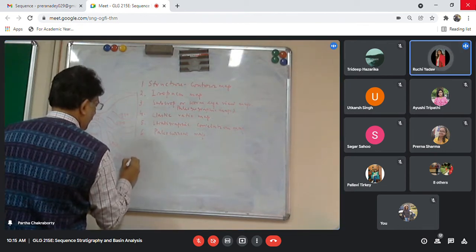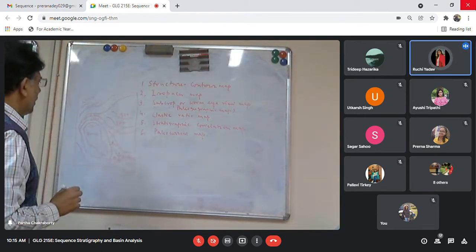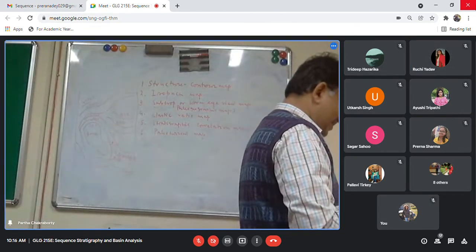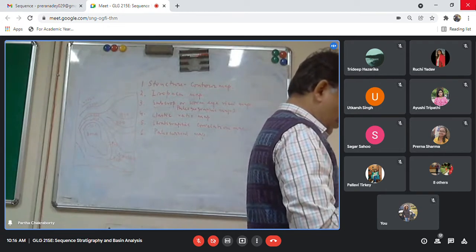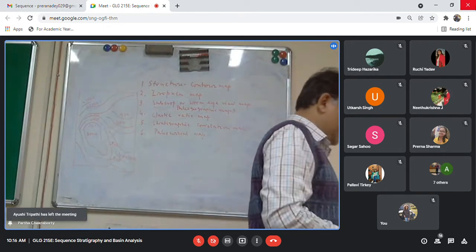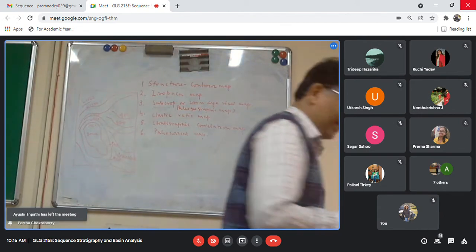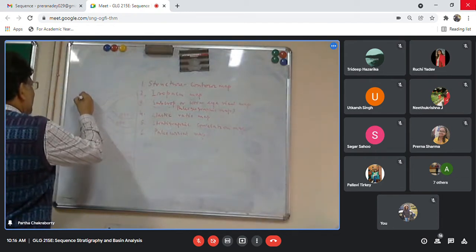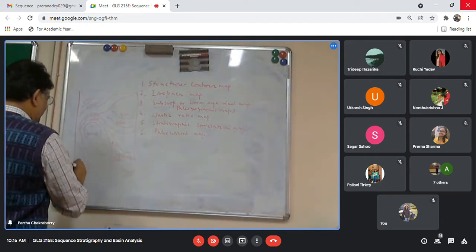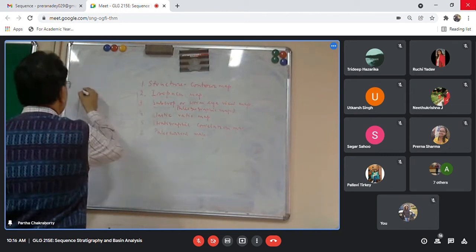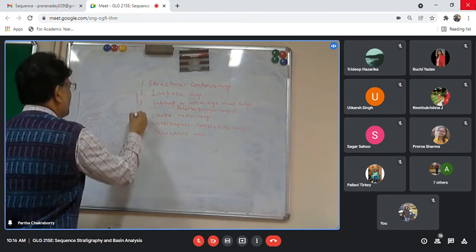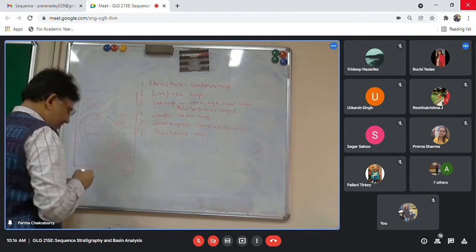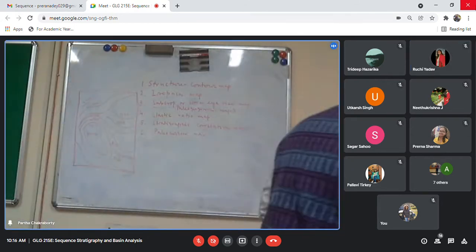Sir, can you change the marker? Because the diagram is not properly visible. You know, till today I have purchased about 1,000 rupees pen for teaching with no help from the university. Can it be visible now? Yes, sir, better.